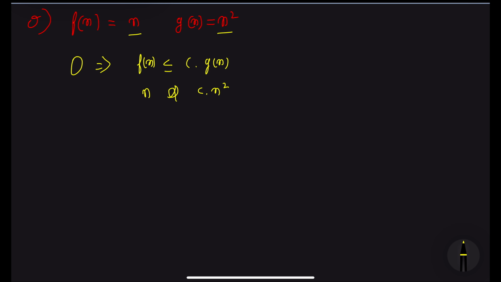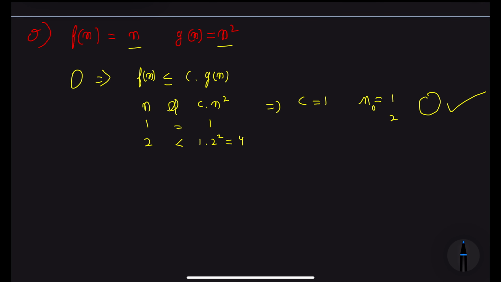If we take a value of c equal to 1 and n naught equal to 1, then we can see 1 will be equal to 1. And if we increase the value, suppose we take n equal to 2, then here will be 2, which is smaller than or equal to 1 into 2 square, which is 4. So we can say this function is big O. Now let's see if this is omega or not.